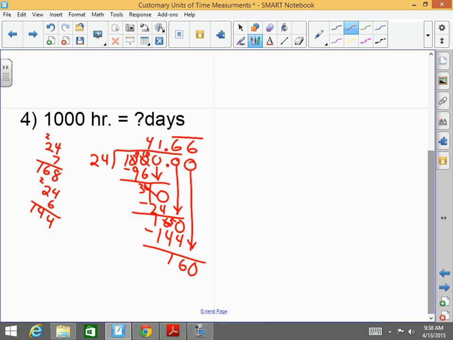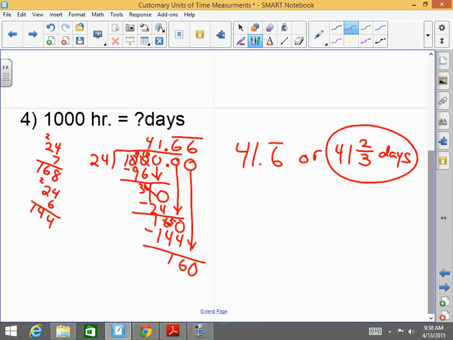But how can I write 0.6 repeating in fraction form? Come on, make me proud, boys. 2/3, yeah, good job, guys. Good job. 41.6 repeating, or 41 and 2/3 days.